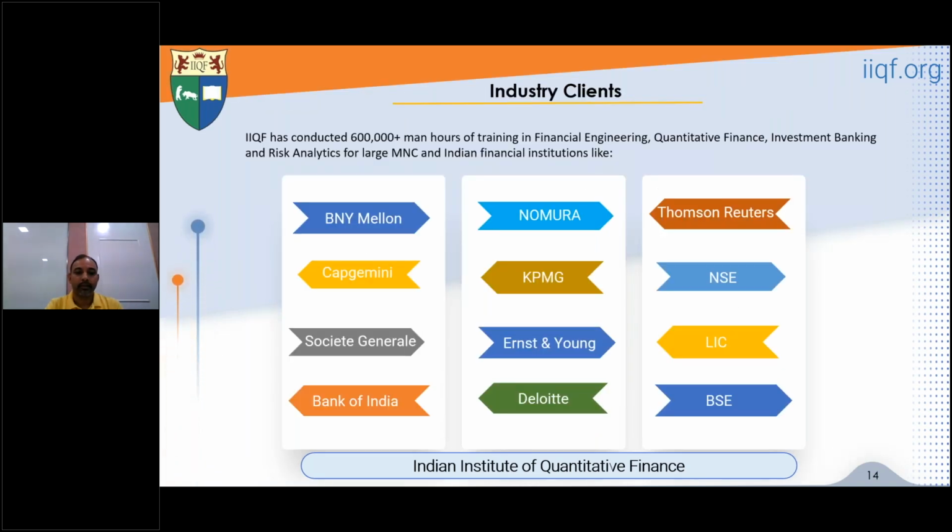And of course, we have been working, as I said, for almost more than 15 years now. So virtually everybody who works in the quant and risk management field or the machine learning AI related field, we have been working with them, particularly in finance, right? So this is a very small indicative list.